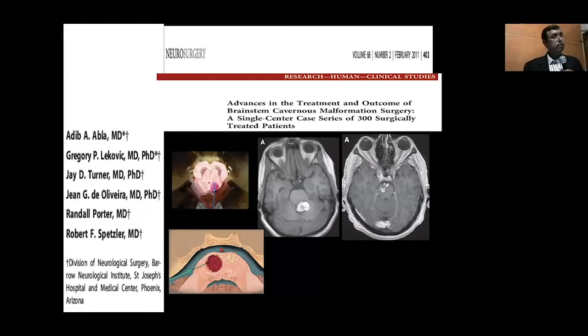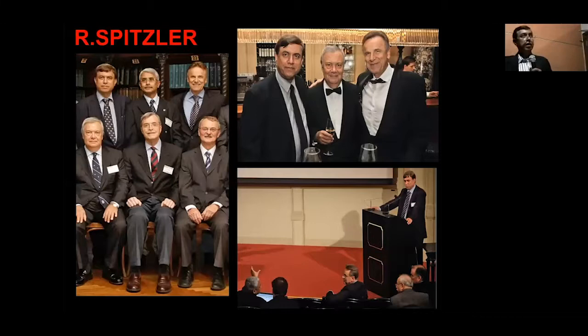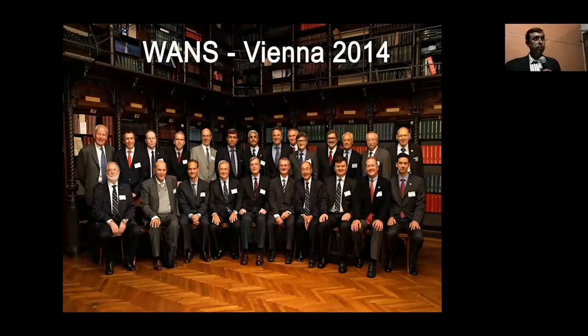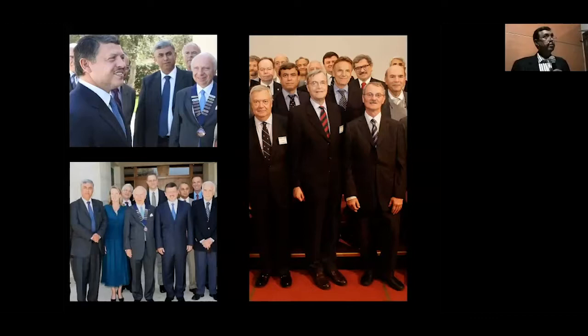So this is Robert Spetzler. We are here together in many places around the world. In this particular instance, I was lecturing, he was there, and he killed me with his questions. Here he is at my home, at my place in Amman. This is my wife offering him our coffee. Here we are in Oman. Here we are discussing a project in Jordan. And we are members in the World Academy of Neurosurgery. So I'm proud to say that I'm associated with Robert Spetzler. Of course, he came and visited Jordan and met with His Majesty. I was there with the king.